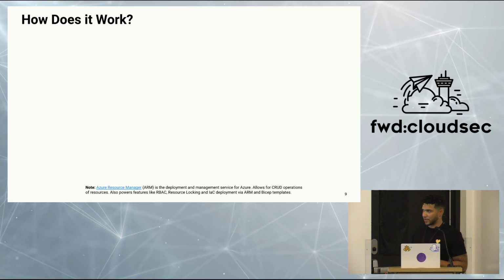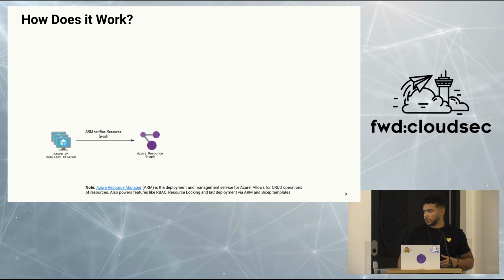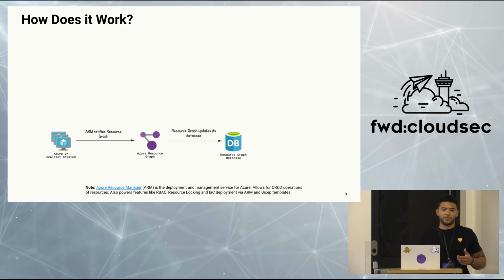Before jumping into the diagram here, I want to talk a bit about Azure Resource Manager, which is essentially the backbone and the management fabric layer of Azure. It allows for CRUD operations on resources. It also powers things like Azure RBAC. It allows for resource locking and deployment of infrastructure as code templates like Bicep and ARM templates. So say you create or modify an Azure resource. Azure Resource Manager API notifies the Resource Graph API of the change that was made, and then Resource Graph records this change into its database.